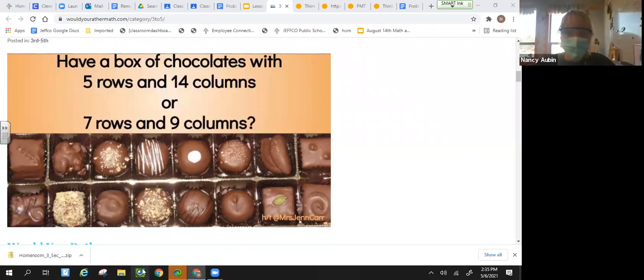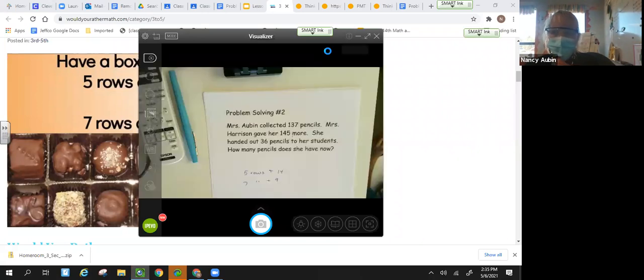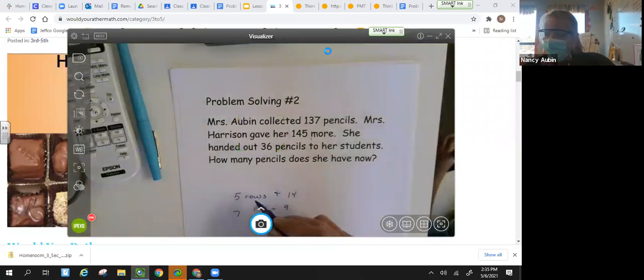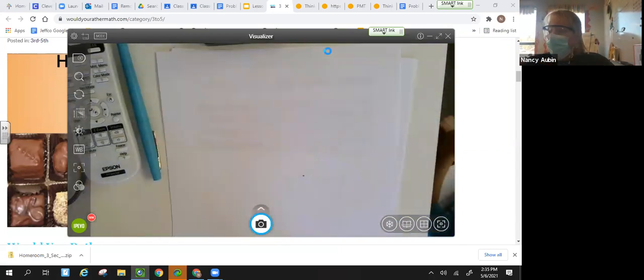Let me show you what she just said. She said that you could count by 5s 14 times. That's a lot of counting by 5s. Did anyone do 5 rows of 14 a different way? Max Deesberg.